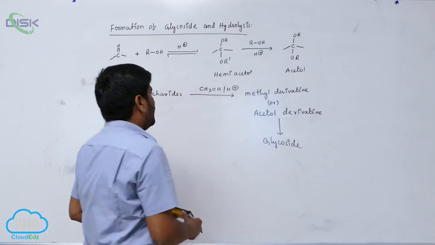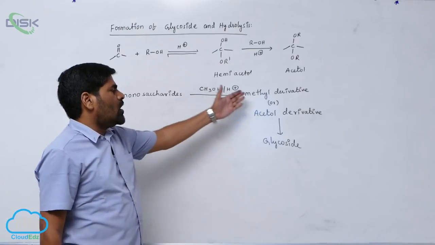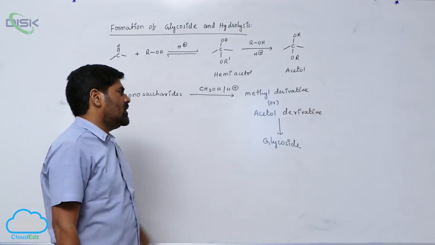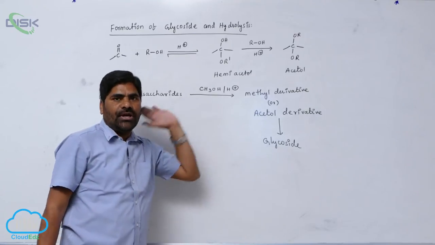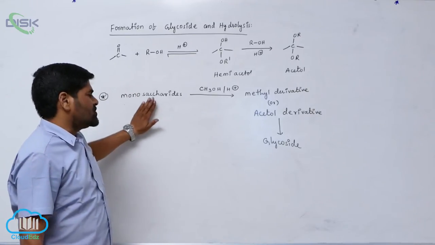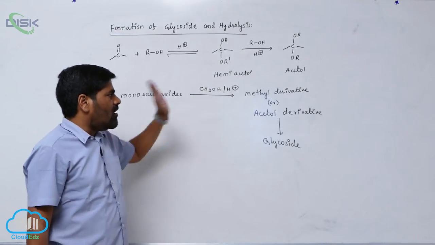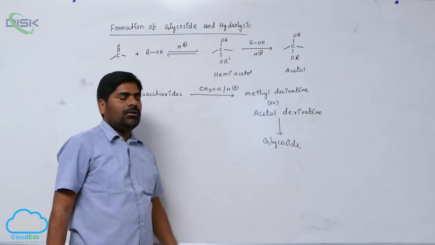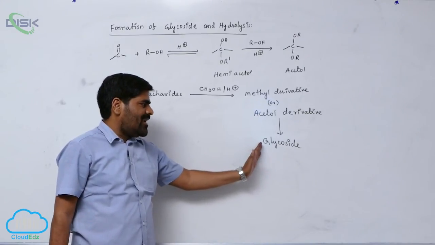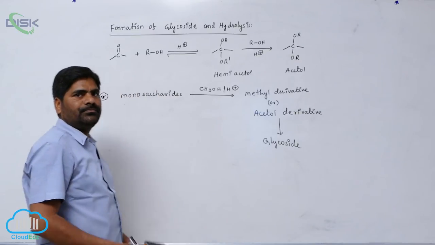Okay, so when monosaccharides react with an alcohol to form acetal derivatives, the formation of these acetal derivatives is known as what? Glycoside. Monosaccharides react with alcohols to form acetal derivatives, and the formation of these acetal derivatives is known as glycoside.